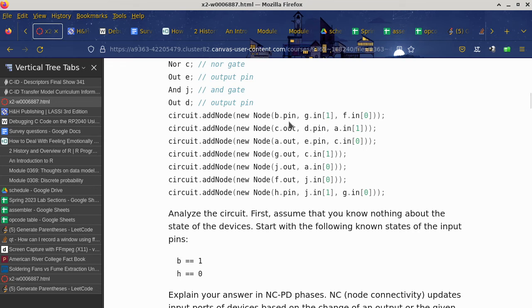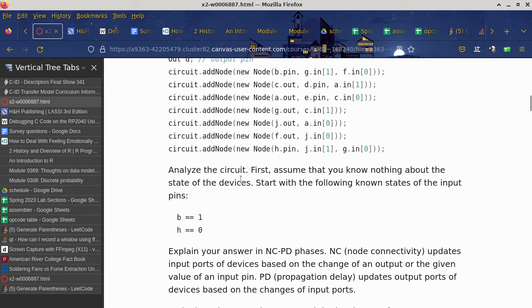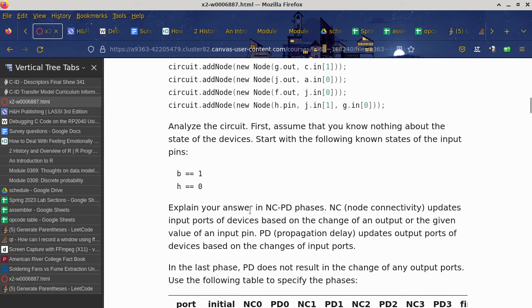So the question is, analyze the circuit. First, assume that you know nothing about the states of the devices. So everything starts with an unknown state. Start with the following known states of the input. Okay, so B is 1, H is 0. Explain your answer in NC-PD phases.